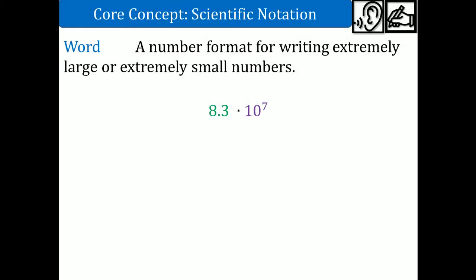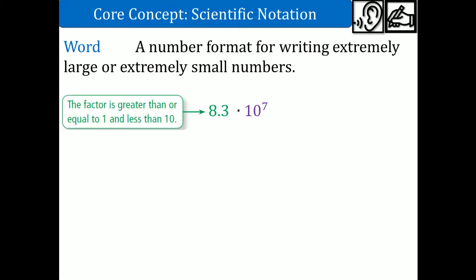The criteria for it to be in scientific notation is that this part, which is called the factor, needs to be greater than or equal to 1 and less than 10. This, which is called the power, needs to have the exponent right here be an integer. That means it can't be a fraction. Let me show you 3 examples.